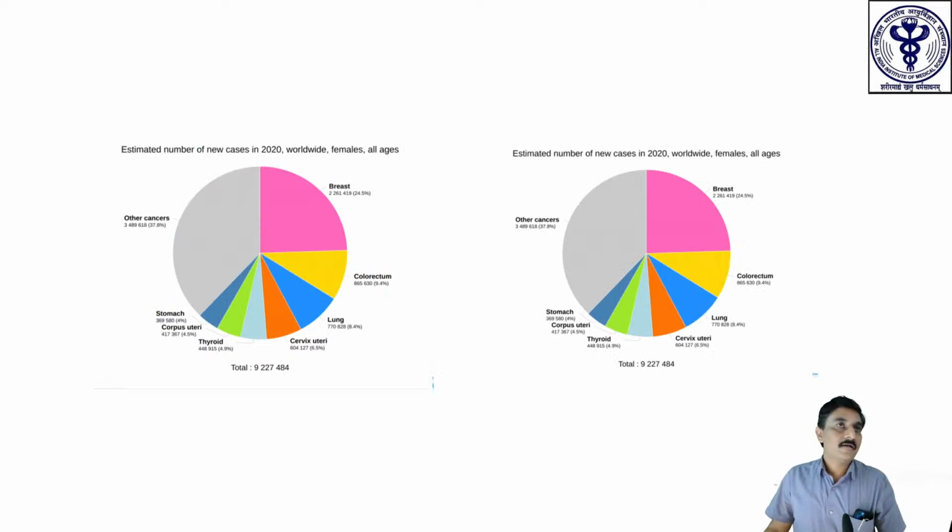According to the latest Globocan 2020 data, GI cancer from the esophagus to the anal canal comprises the second most common cancer among males as well as females.